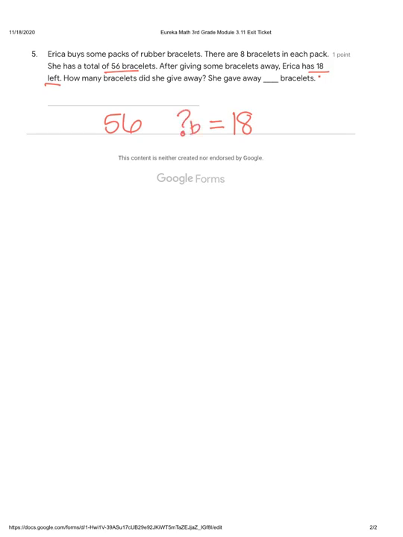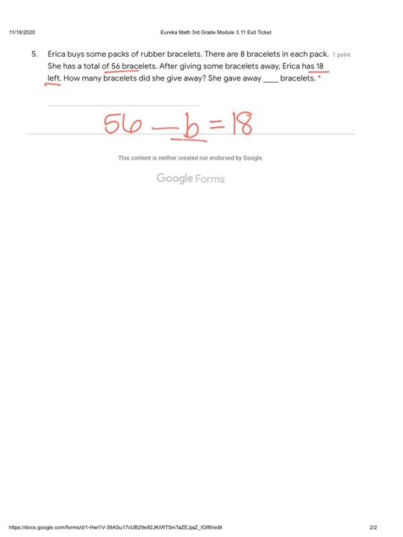So we're going to do B for bracelets. So she gave them away. That means we're subtracting. 56 minus B equals 18. Let me erase that question mark. We're going to use the letter for the unknown. 56 minus B equals 18.